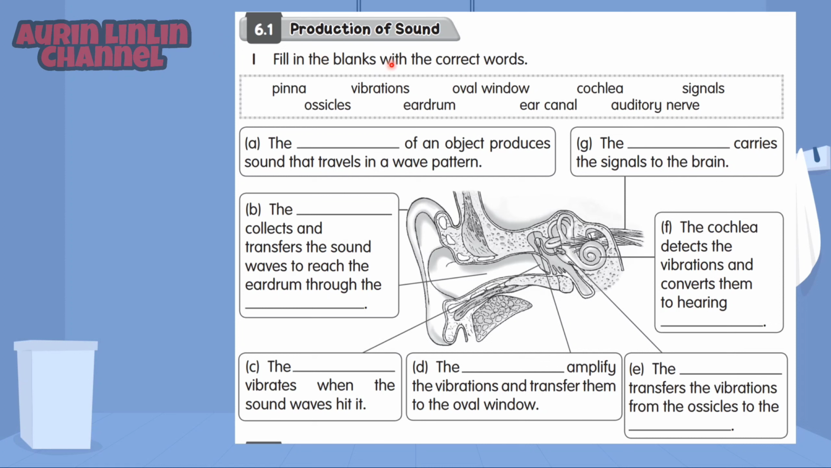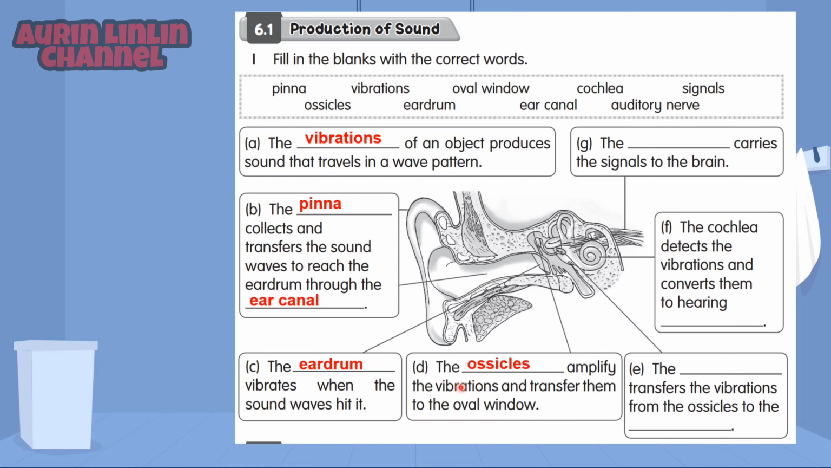Part 1. Production of sound. Fill in the blanks with the correct words. A. The vibration of an object produces sound that travels in a wave pattern. B. The pinna collects and transfers the sound waves to reach the eardrum through the ear canal. C. The eardrum vibrates when the sound waves hit it.